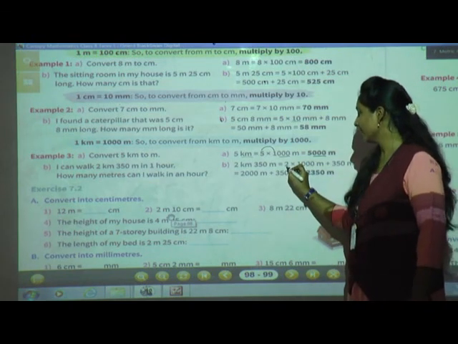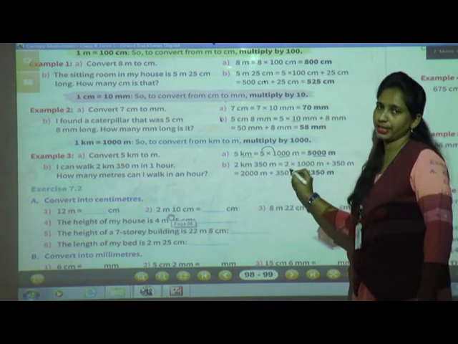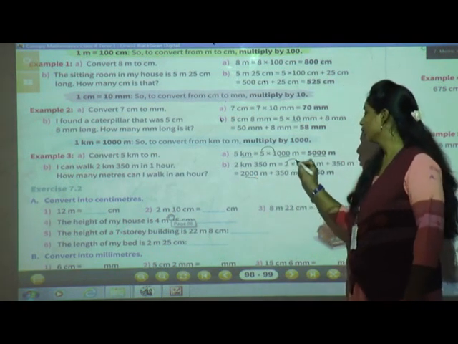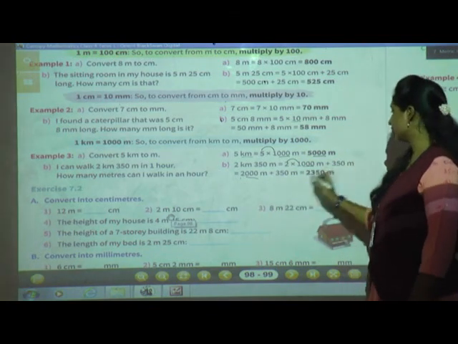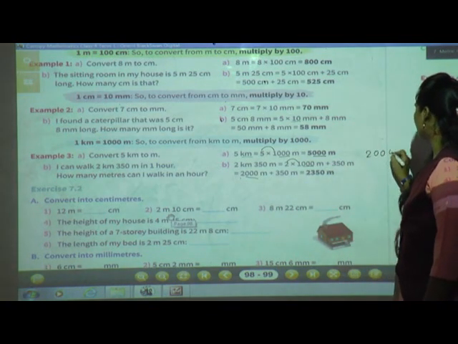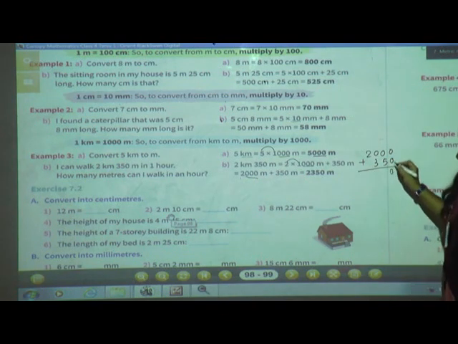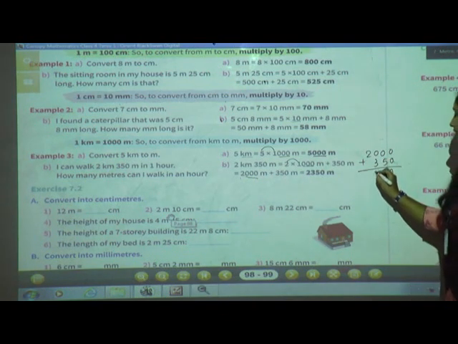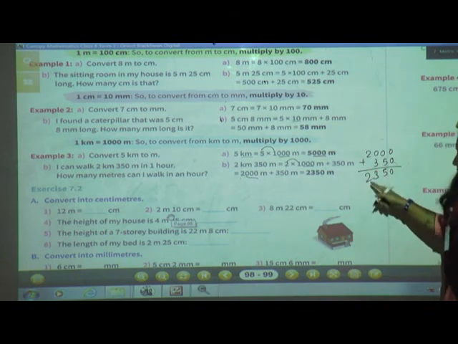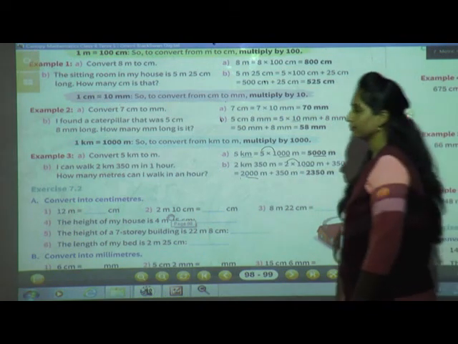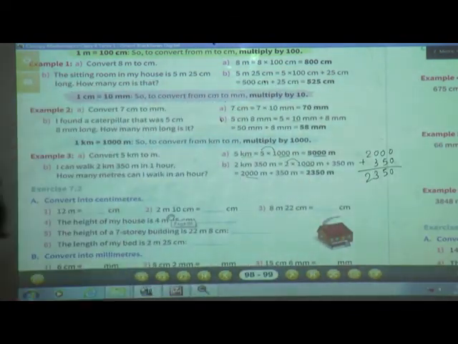So we are converting 2 into meter. So we are multiplying 2 by 1000. 3 zeros, write as it is. 2 ones are 2. Add 350. So do the addition: 2000 plus 350. 0 plus 0 is 0, 0 plus 5 is 5, 0 plus 3 is 3, 2 as it is. 2350 meter. Got it? Clear till here? Understood, students? Yes, very good.